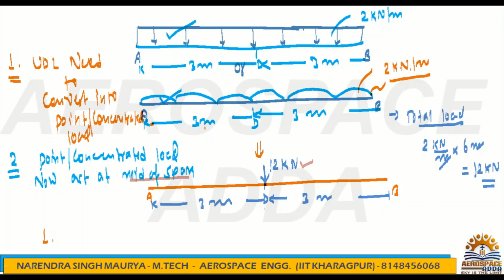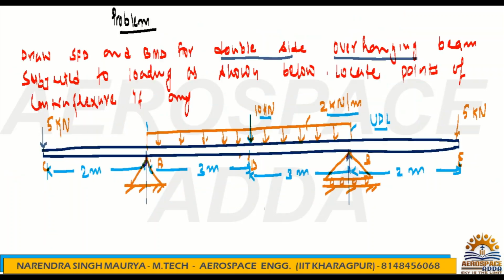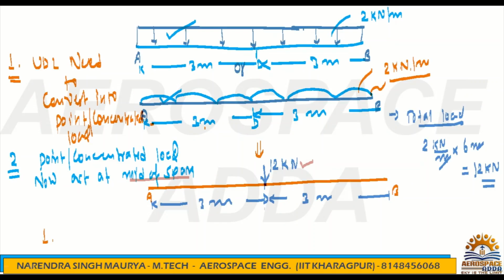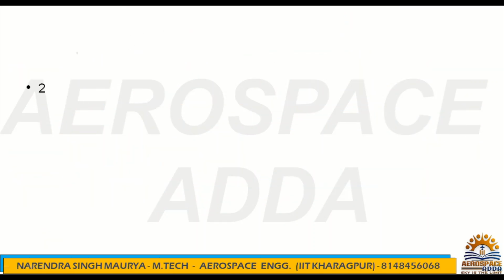Now once you have converted this into a point load, the task will be easy. Now as I told you, whatever beam we have, this beam is a symmetric beam. If you check about point D, again I will draw this beam.